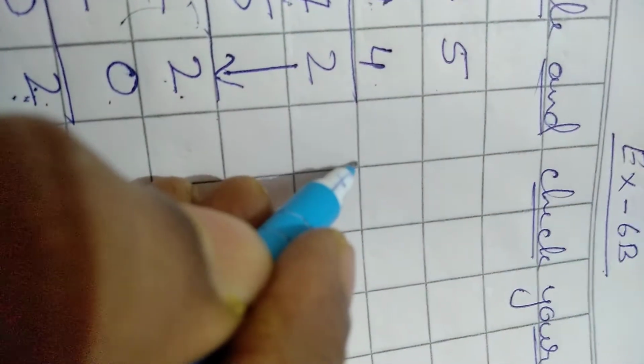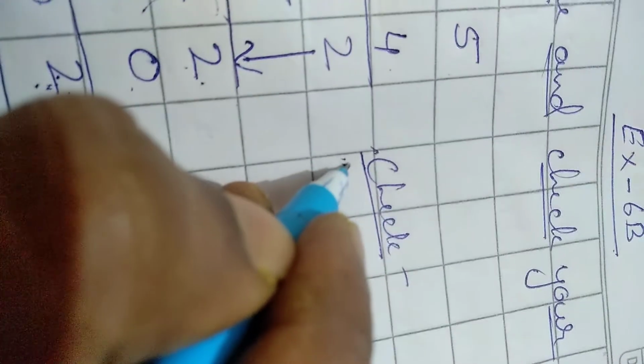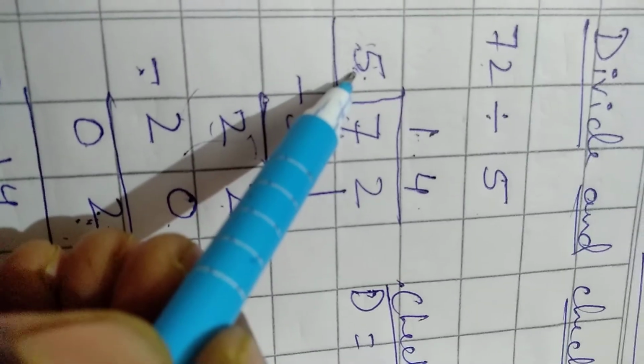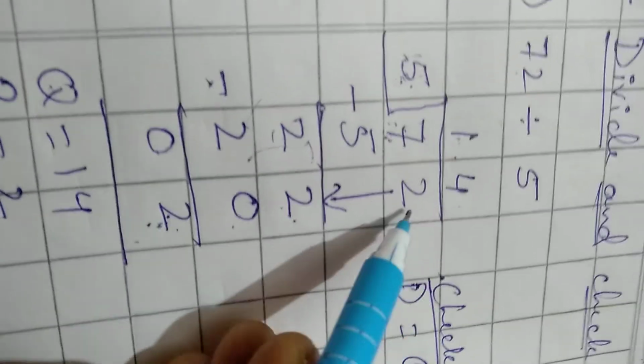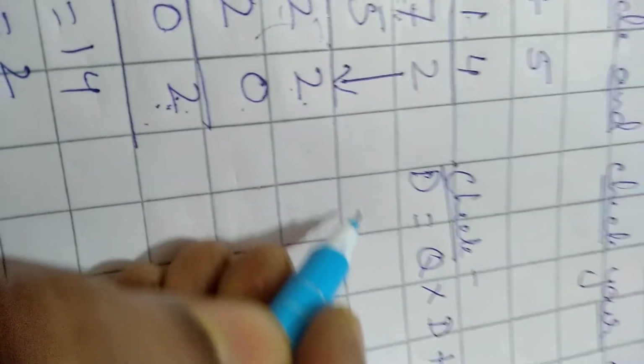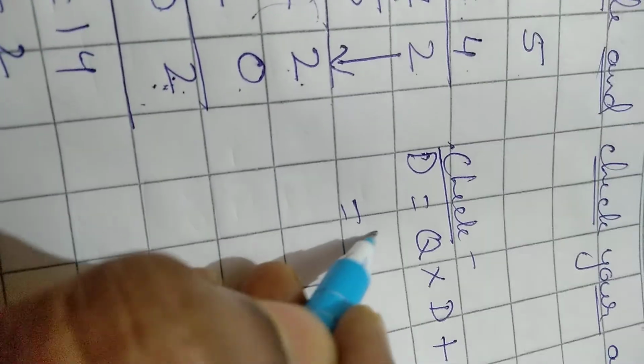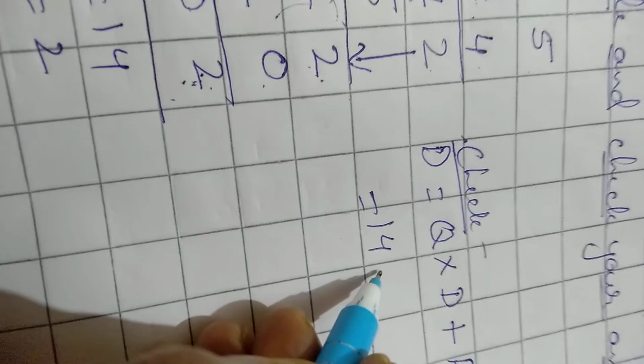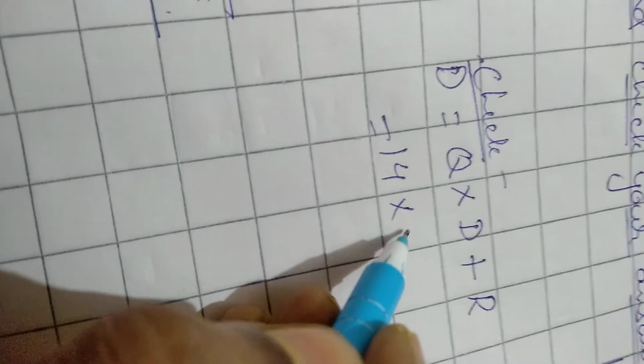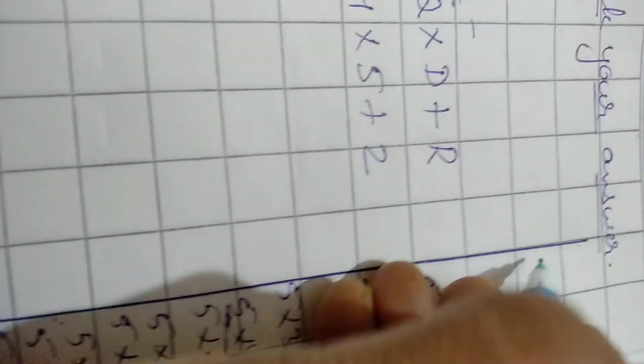Okay, to check the answer we will write check. Here the dividend is equal to quotient multiplied by divisor plus remainder. Quotient multiplied by divisor plus remainder equals the dividend. So here we will replace: quotient is 14, our divisor is 5 and remainder is 2. Okay, now come on, we will do the multiplication here.